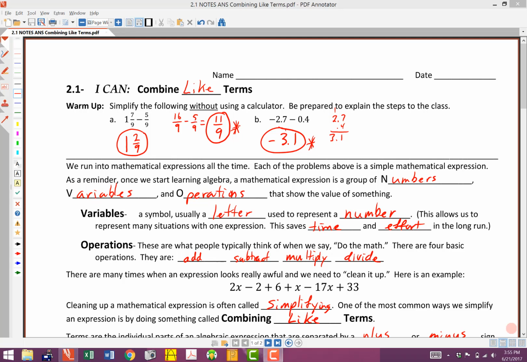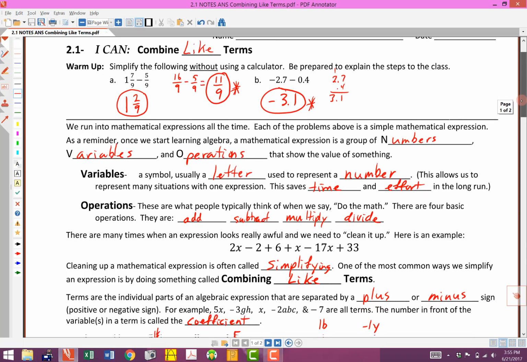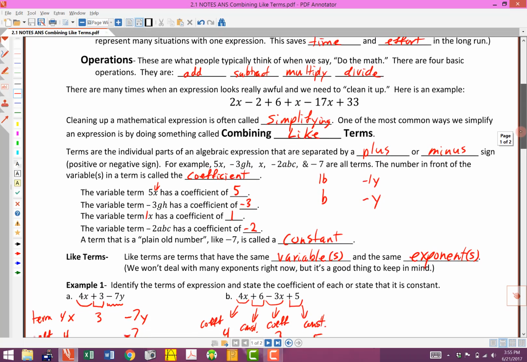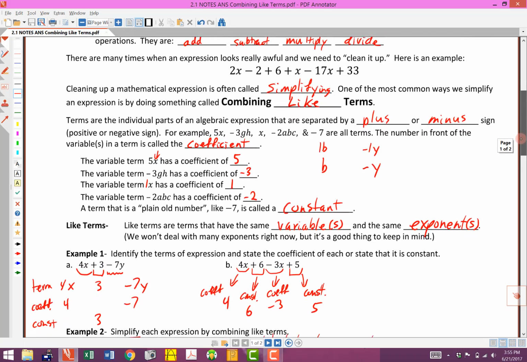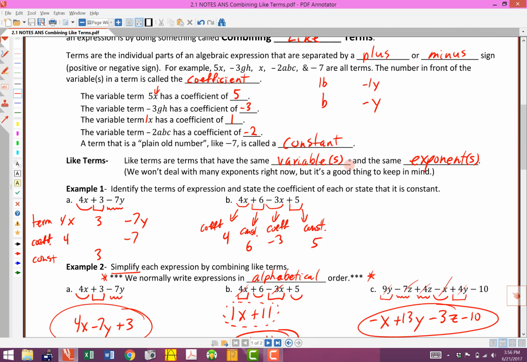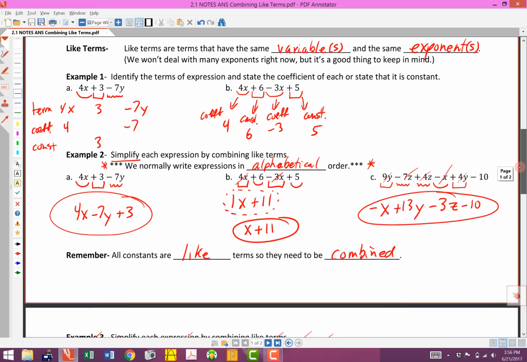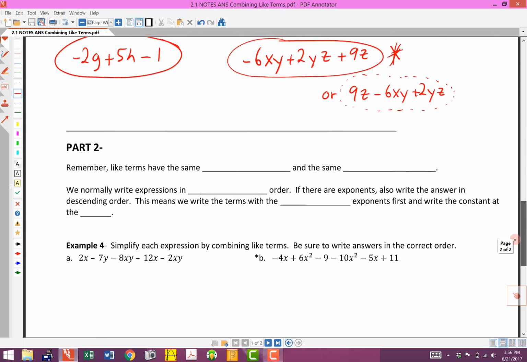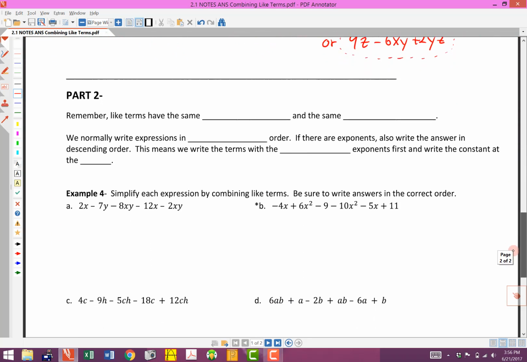Right, hopefully you had a chance to finish up assignment 2.1a and go through some of those exercises, and see how we apply some of the ideas that we talked about yesterday about variables and operations, combining like terms, coefficients, constants, writing things in alphabetical order, and all that sort of stuff. So hopefully you're getting pretty good at that. We're going to pick up where we left off yesterday.